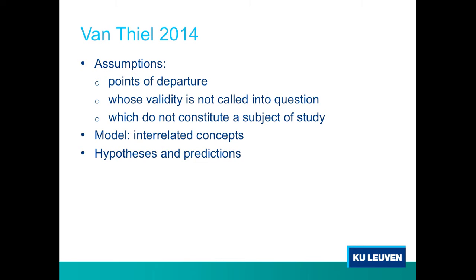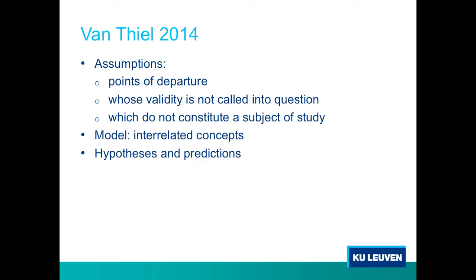Van Til adds some elements to this definition. For Van Til, theory is first a set of assumptions. Assumptions are points of departure. The validity thereof is never called into question. We just accept it. If you, for instance, have a theory stating that groups will do this and that, the assumption is that groups exist and groups have ontological existence. You will never do empirical research on the assumption. You take these for granted, right?